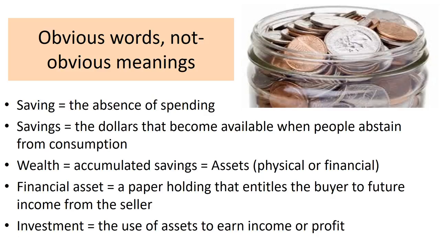I can have physical assets or financial assets. A physical asset is like your house, your boat, your car, your vacation home, whatever it is. But a financial asset is a paper holding where I've taken my money and committed it to something that would give me a payoff in the future. And the last thing we need to know is that investments are using assets to earn income or profit. So I'm not just holding on to them, I'm manipulating them in a way that will earn me money.